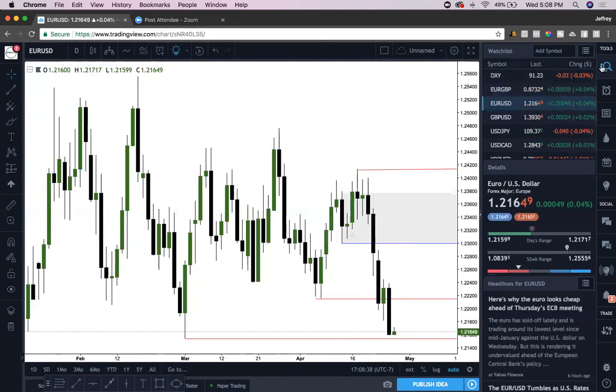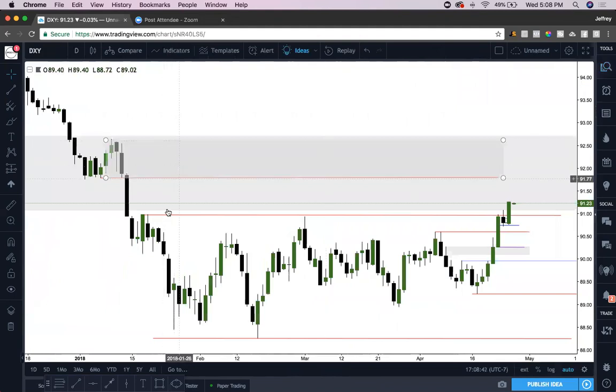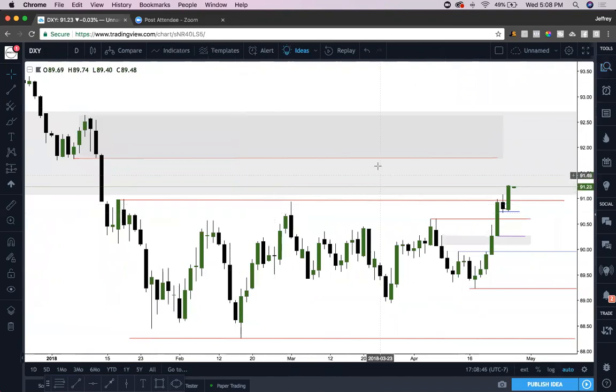In case you missed what I said, though, I think the mic might have been messed up, but I am still looking for higher prices on dollar index. So next stop I'm really looking for would be this low here on this ICT bearish order block, which comes in at 91.78. So my next upside target for dollar index is 91.80. So 30 pips from where we're at now.